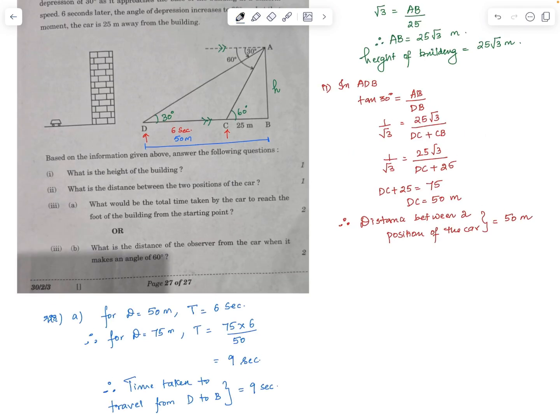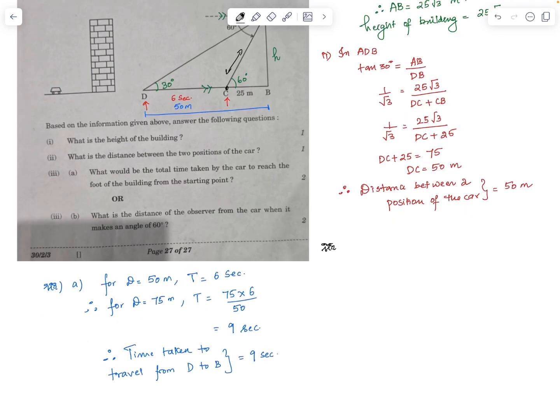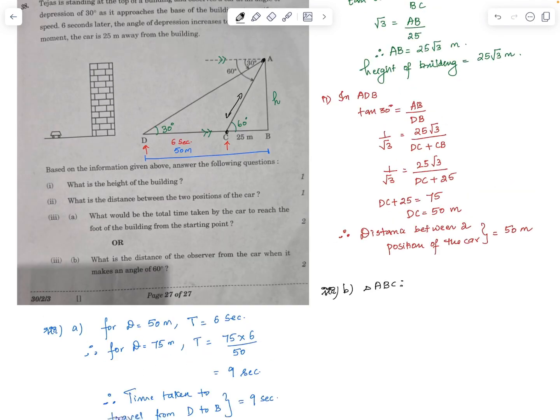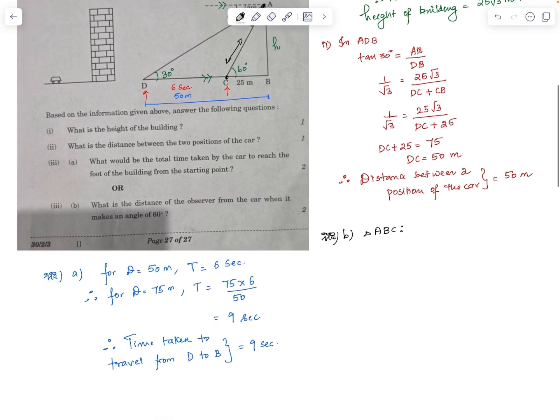What is the distance of the observer from the car when it makes an angle of 60 degree? That is, we have to get this distance AC. Let's consider the triangle ABC. AC is hypotenuse. Now that we know the perpendicular and the base, we can choose either sine or cos to solve this problem.